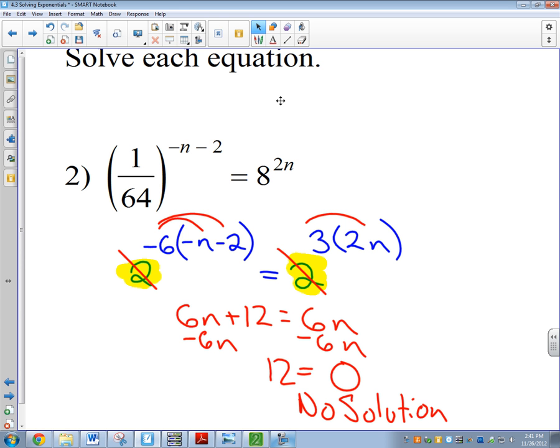But again, answer might be somewhat strange. Our goal was to get the base equal to the same thing. 1 over 64 became 2 to the negative exponent because we went from a fraction to a whole number. On the other side, we took 8 to become 2 to the third power.